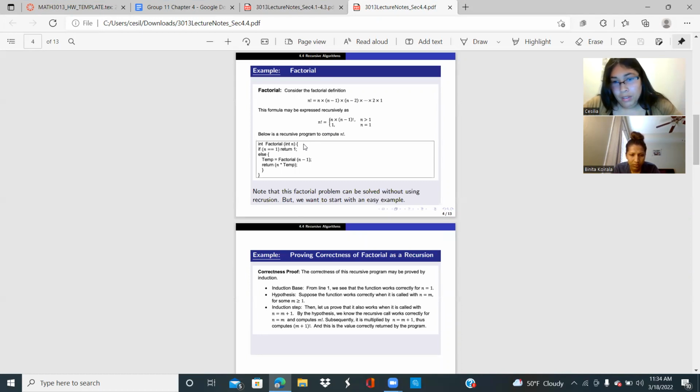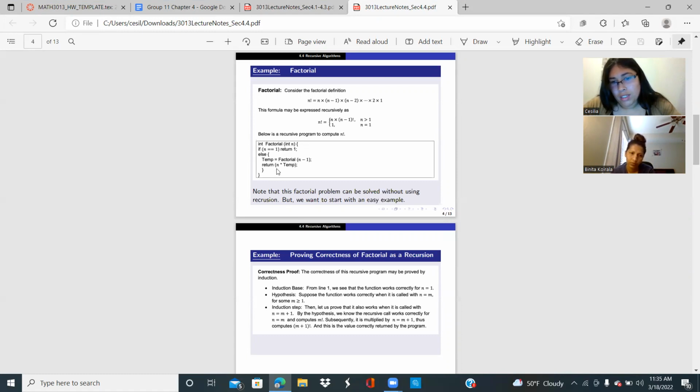So the hypothesis: suppose that the function works correctly when it is called with n equals m, for some m greater than or equal to 1. So we're going back to this method, which is this part of the function.